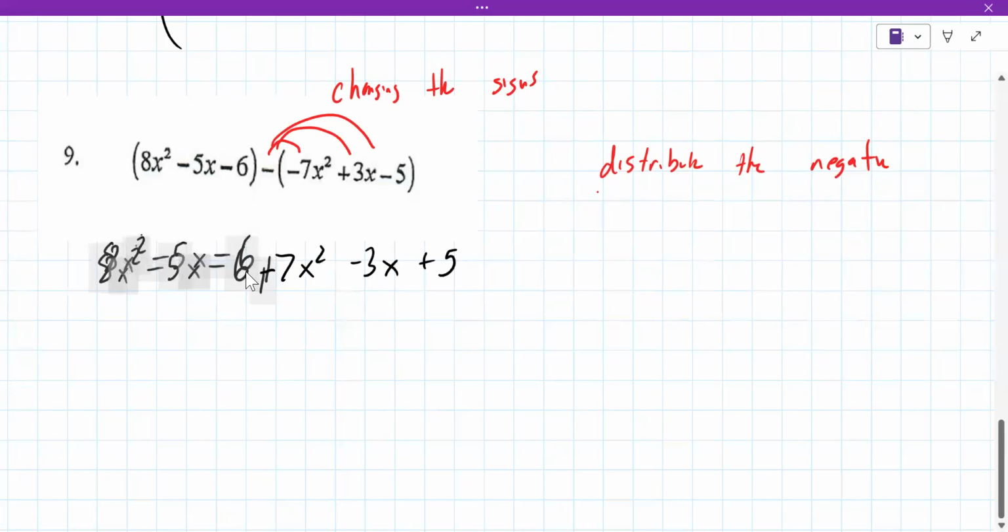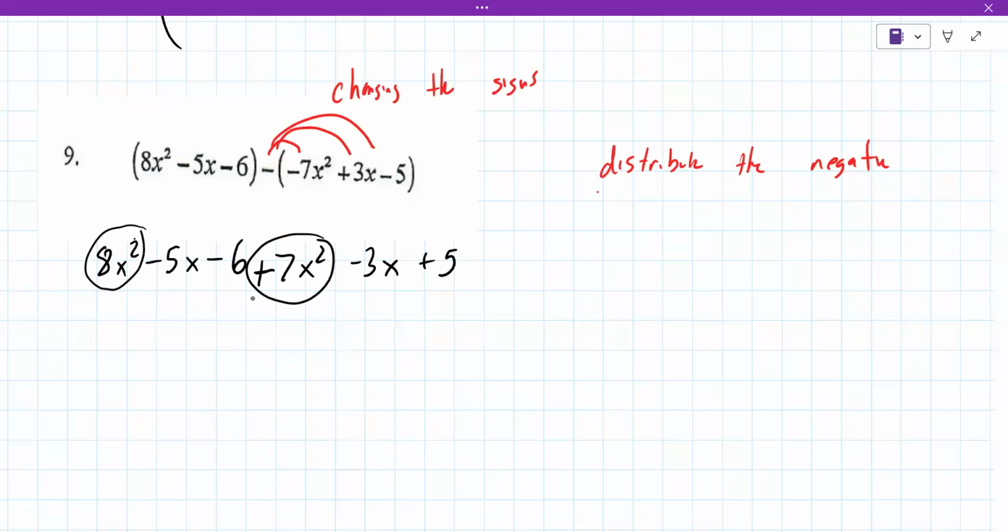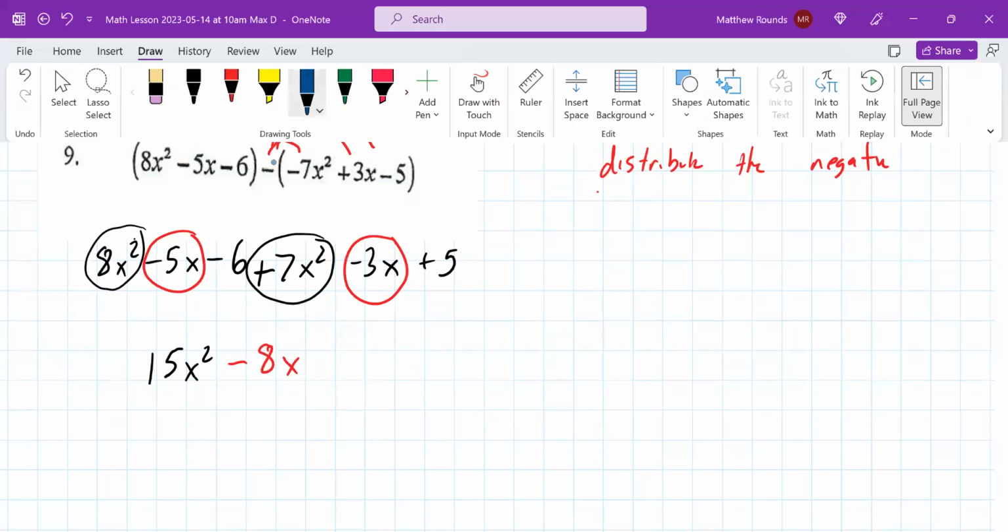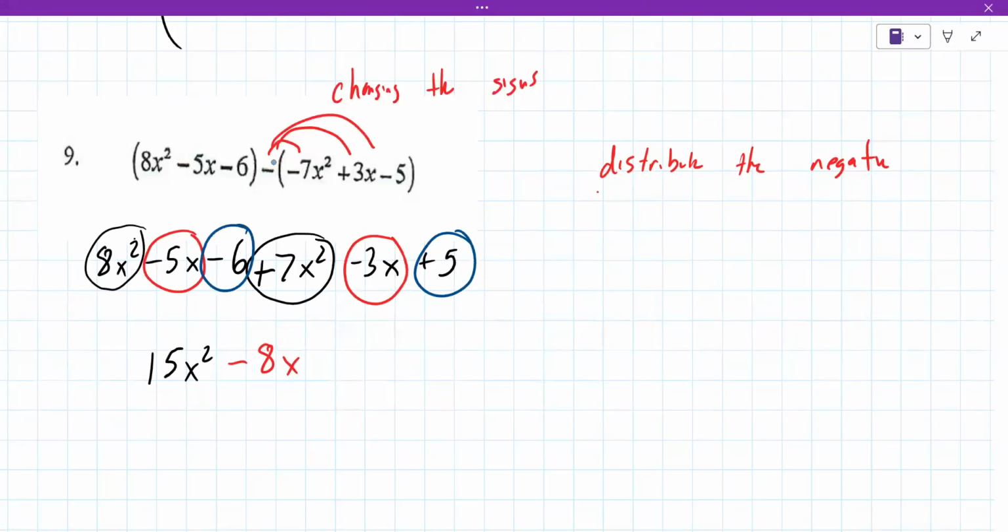And once you change the signs, it becomes a plus in front. So you start combining like terms. 8x squared goes with positive 7x squared. That's 15x squared. And then minus 5x minus 3x is minus 8x. And then minus 6 plus 5 is minus 1, something like that. Any questions on that? I'm going to have you do one like this. I think I got it.